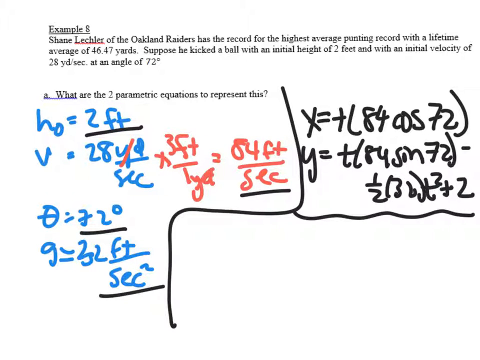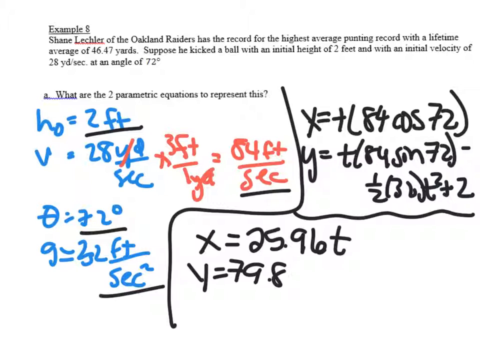So if I put all that in the calculator, 84 times cosine of 72, make sure that your mode is on degree, is 25.96t. If I plug in 84 sine 72, I'm going to get 79.89t. Half of, did I write 36? That's supposed to be a 2. That's a really bad 2. Half of 32 is 16, so minus 16t squared plus 2.